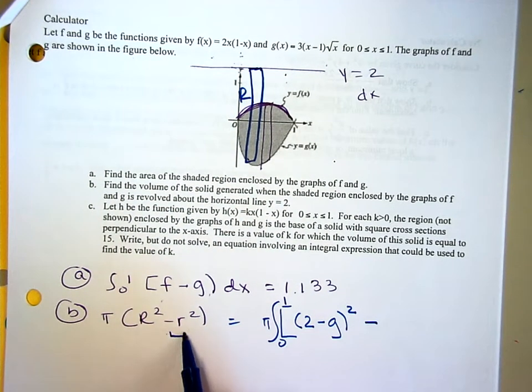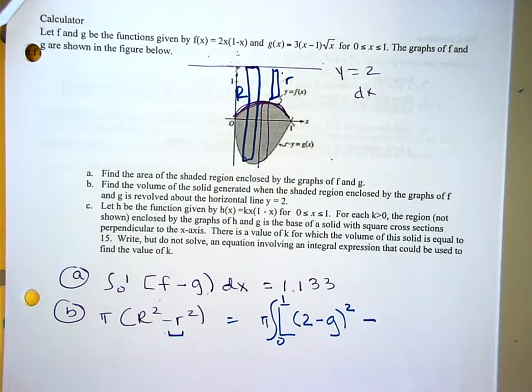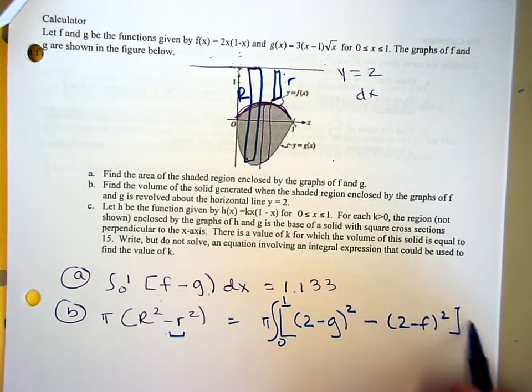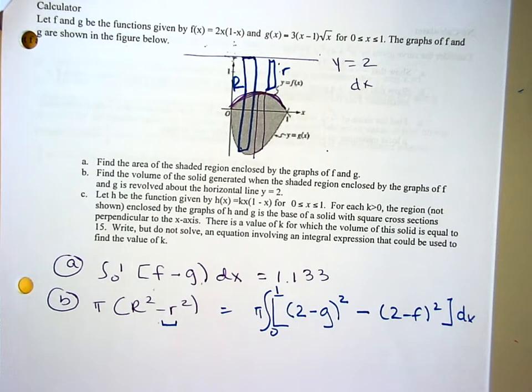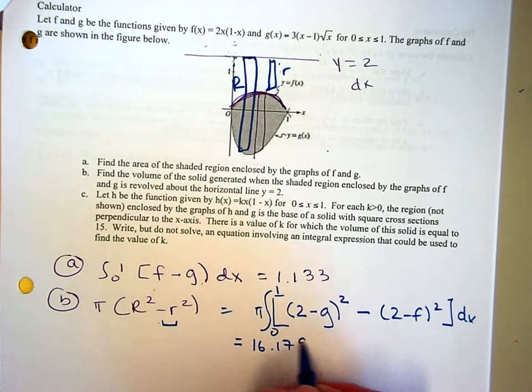The little r is just the hole. This is my little r right there. Notice the top of little r is 2 again, but the bottom is F. So my little r looks like this. It is pi times big R squared minus little r squared. And type it in your calculator, and this is the numerical value.